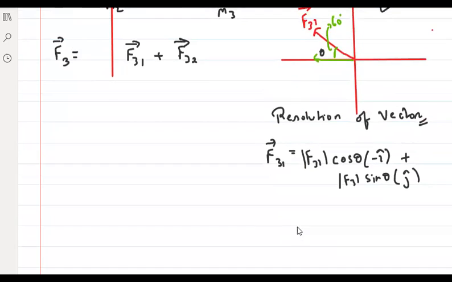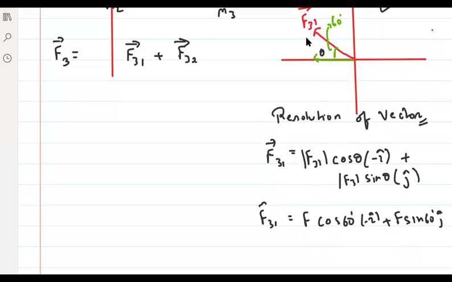I'm using the concept which we have already studied in chapter 3 and chapter 4: resolution of vector. So I'll just write it. F31 is equal to, I'm just writing it as F, F cos 60 degree minus i cap plus F sine 60 degree j cap. I just resolved this. I just broke this force into x component and y component.